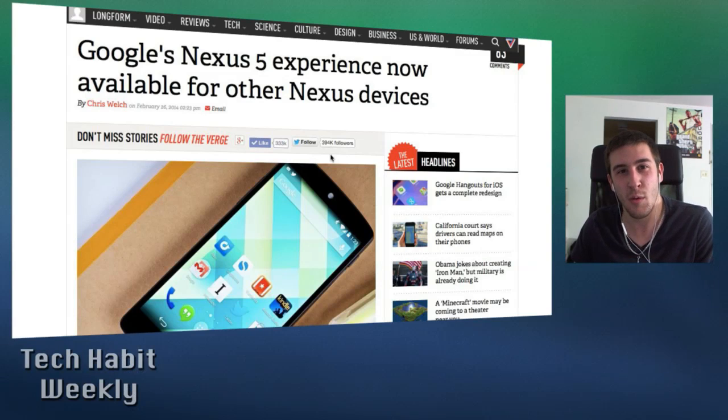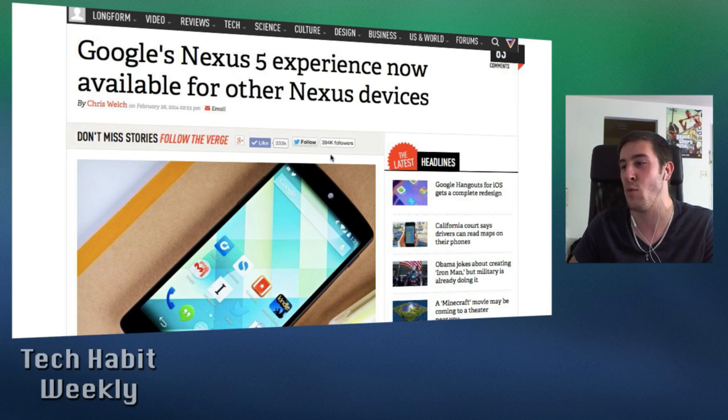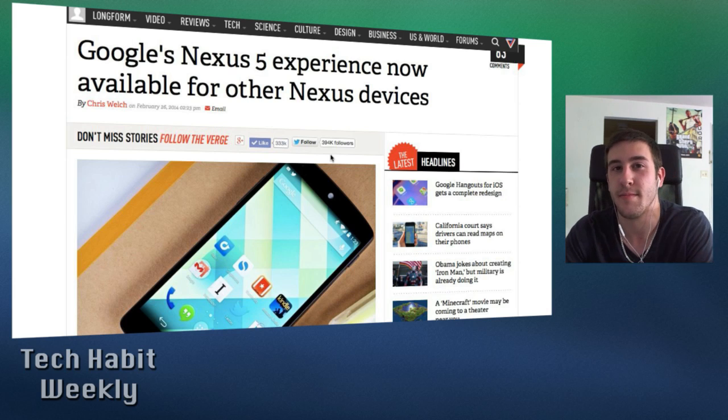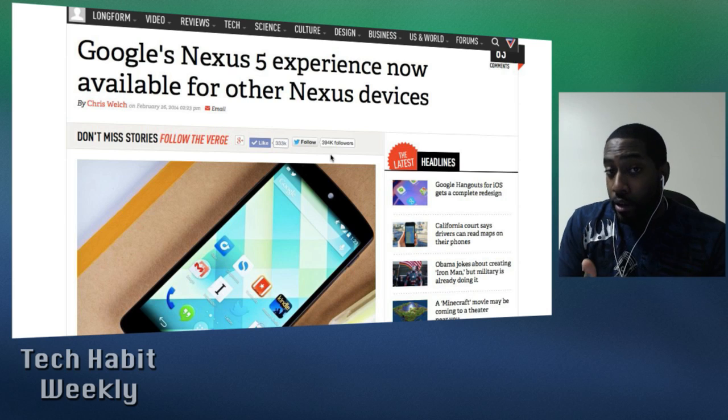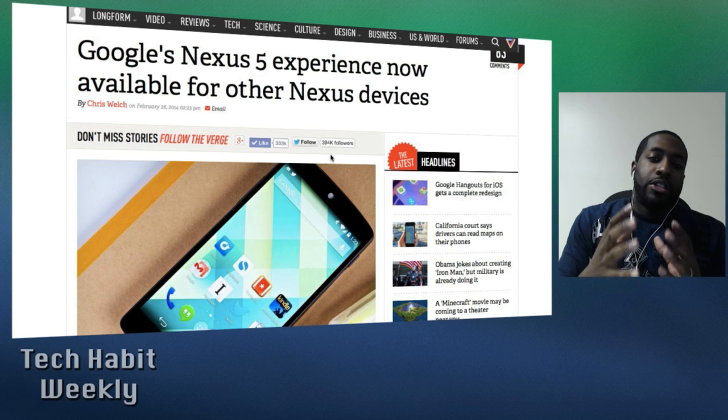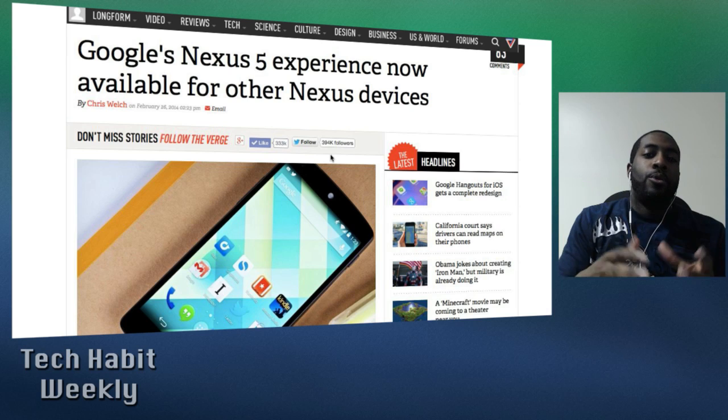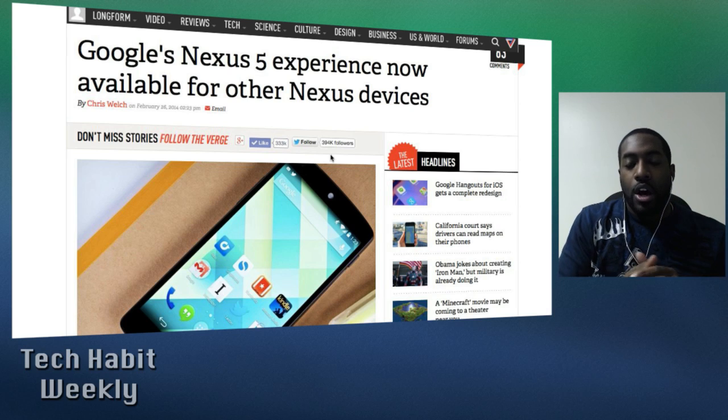And moving on to our last story, we have some more Android news. Google's Nexus 5 experience now available for other devices. So Dontae, really quick, just to give a recap, what's the difference between, say, a Nexus device and just a regular Android device? Basically, the Nexus devices are going to give you the full Google experience.